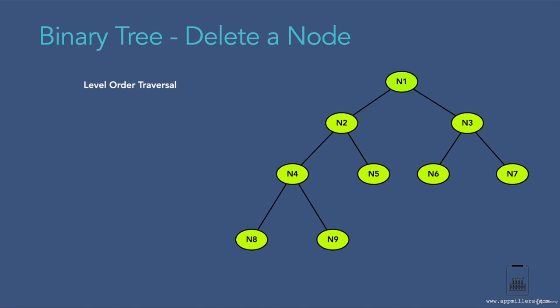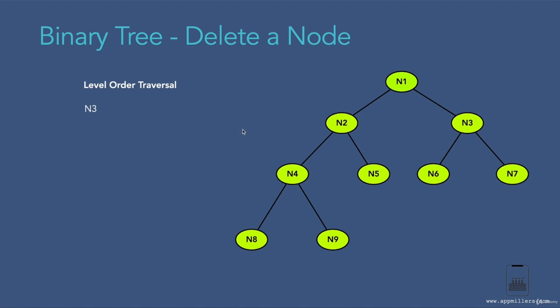So for example, from this binary tree, let's say we want to delete n3. We know that n3 is located at level 2, which is located over here. So we want to delete this node from here. Now the problem is, if I delete n3, what will happen to n6 and n7? Because n6 and n7 are linked to n3. So if we delete n3, these nodes will also be deleted. But we don't need to delete these nodes because we want to delete just n3.